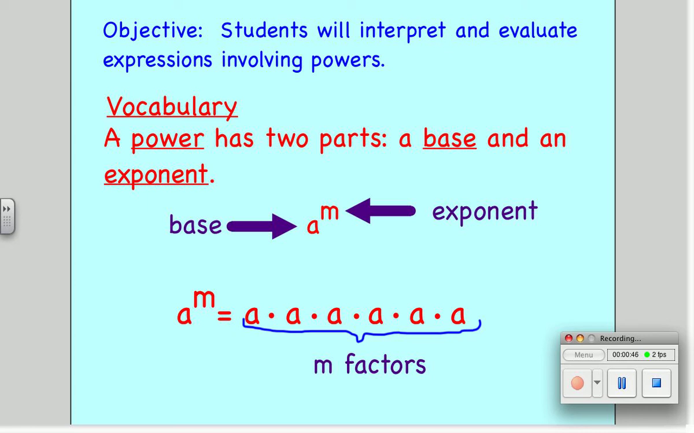There's a picture here to show you. You can see in purple the word base with an arrow showing you which part is the base, and the word exponent with an arrow showing you which part is the exponent. Okay? And then on the bottom underneath that you have an example. So a to the power of m means a times a times a, however many times m says. Okay? And these are called factors because you're multiplying. Okay, so make sure you have all this down. If you need to pause, go ahead and pause.